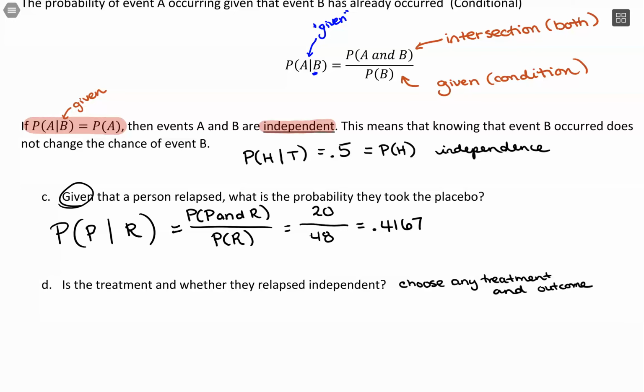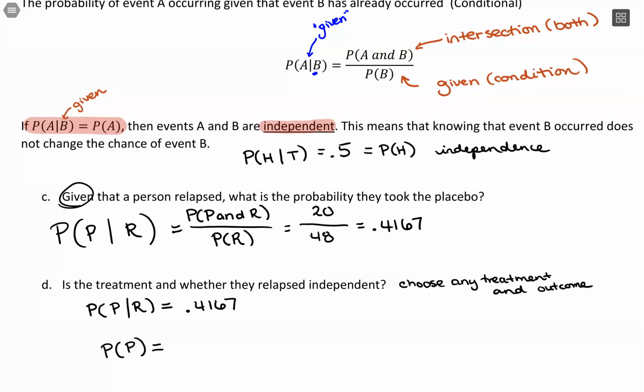Because if it's independent in one spot, it's going to be independent everywhere, and if it's dependent in one spot, it's dependent everywhere. So I'm going to use my result from part C. What we found is the probability of taking the placebo given that they had relapsed was 0.4167. I want to compare this to the probability if I remove the condition. If I took out the idea that I already knew they had previously relapsed, what's the probability that they're in the placebo group? This will show whether there's an effect of knowing that condition happened already.